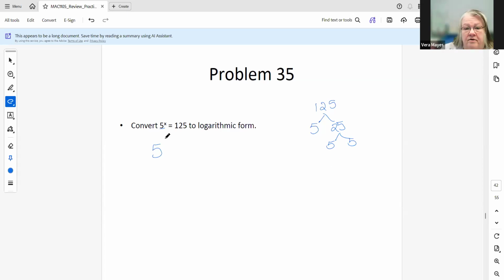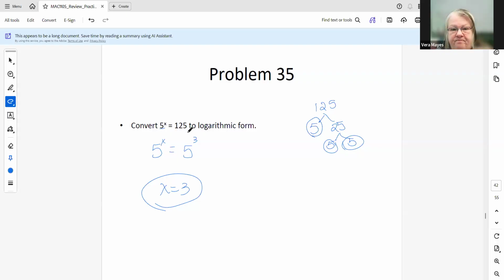So I can rewrite this 125 as 1, 2, 3, 5 to the third. So now the bases are the same, so that means the exponents have to be the same. And that works out really nicely. If this would not rewrite as a factor of 5, we could then take the log of both sides and go back to solving it that way.